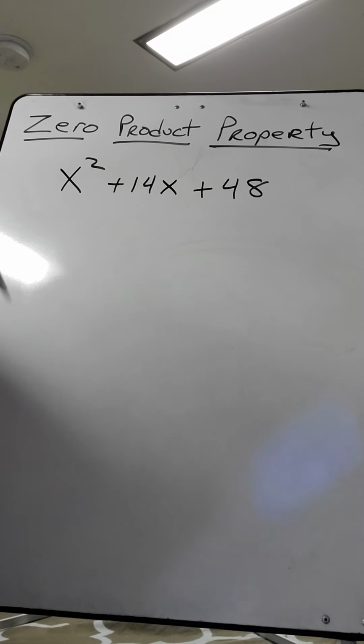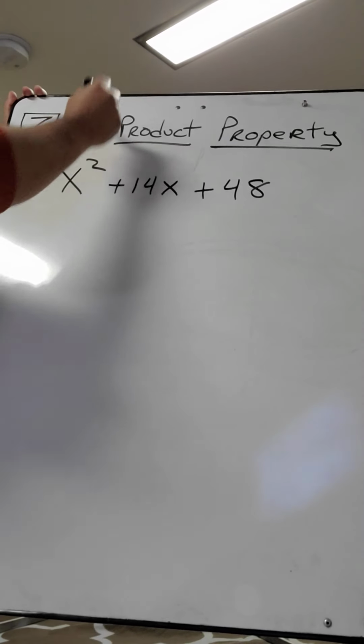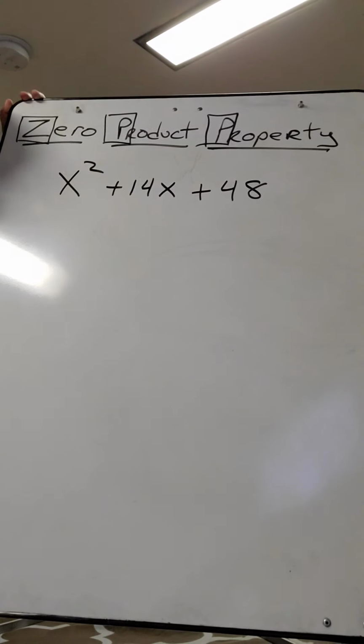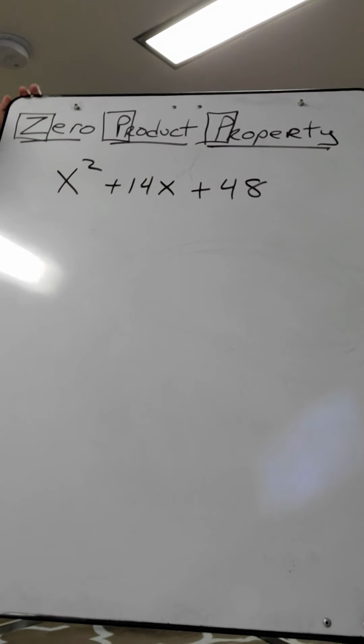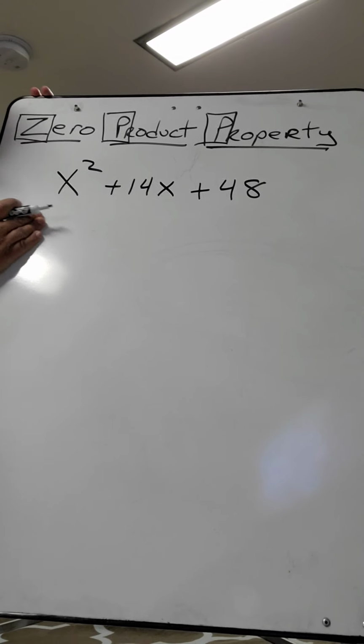Today we are learning something called the zero product property. You can remember it by Z, P, P. I'll say that many times. Remember ZPP. Okay, so we start with a trinomial that we have seen before.